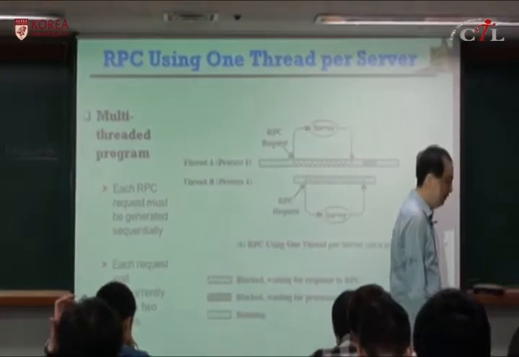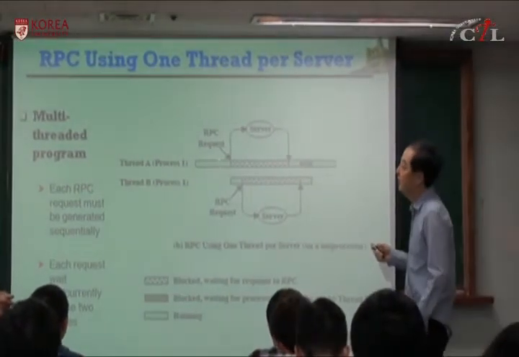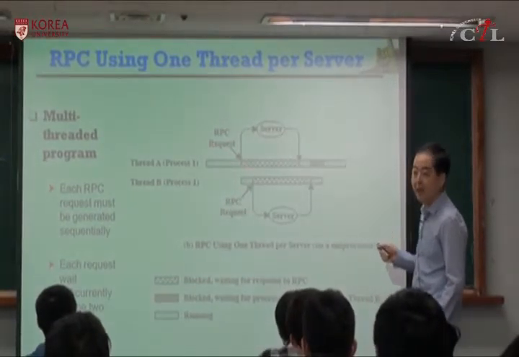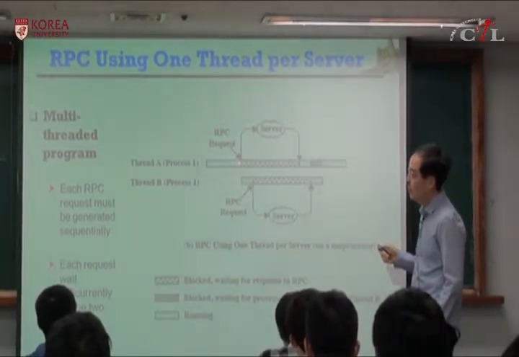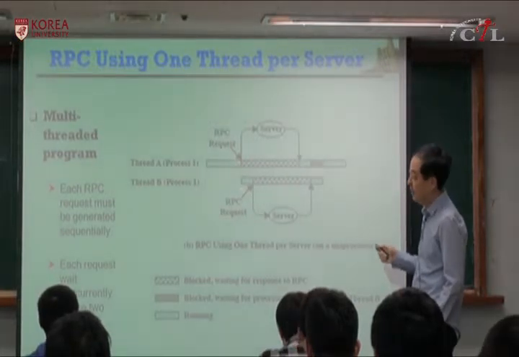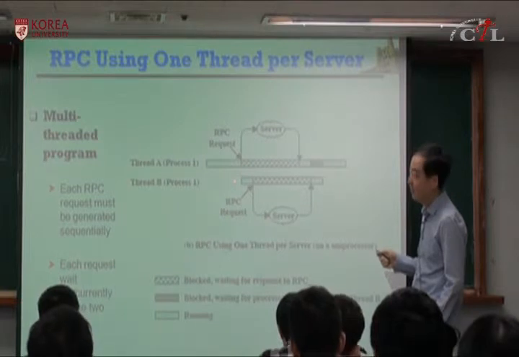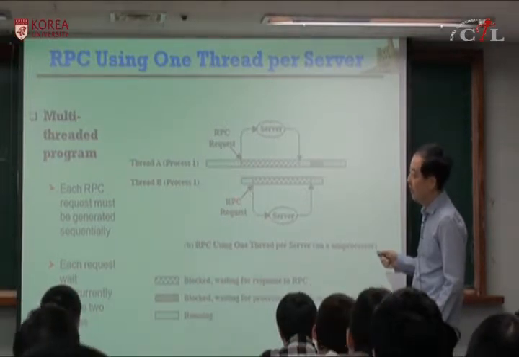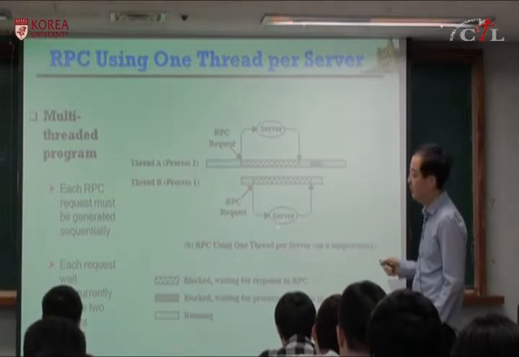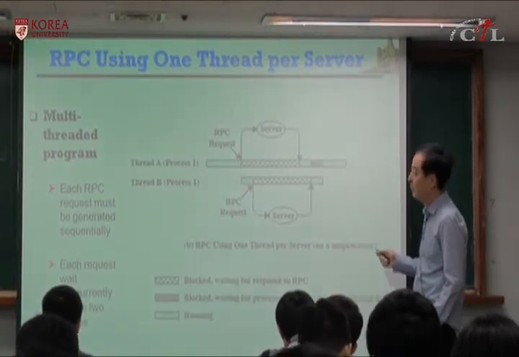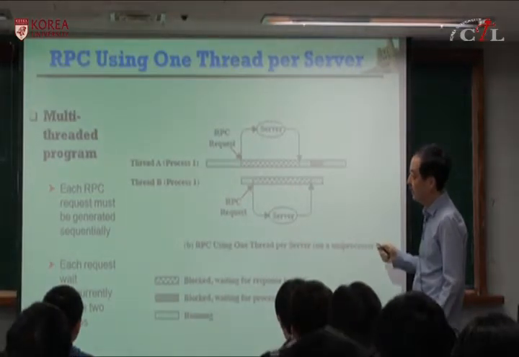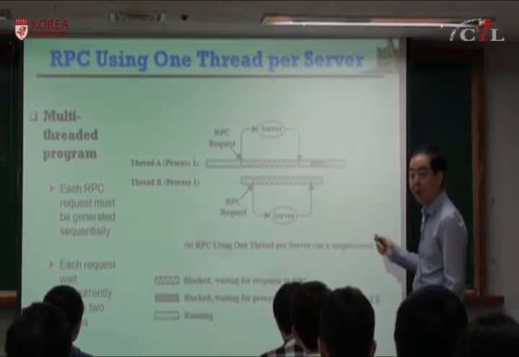So with multi-threading, you generate a remote procedure call. You send this request to server 1. You block, but you don't have to wait for the response. You can switch to another ready thread, thread B, which generates another remote procedure call request. Send it to server 2, and you can block. Even if two threads are blocking, their blocking time can be overlapped.